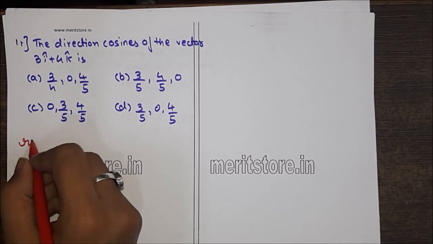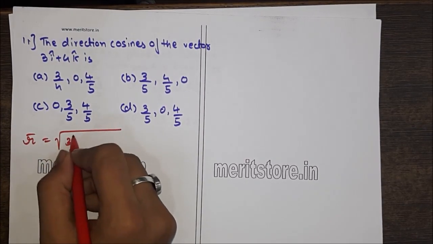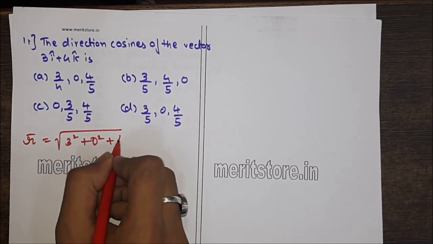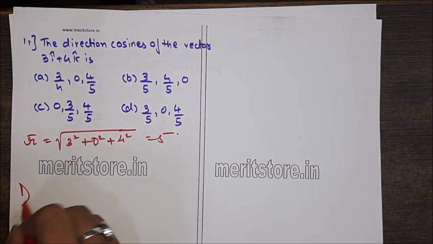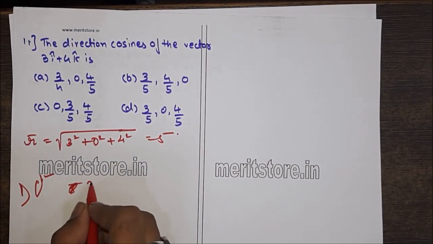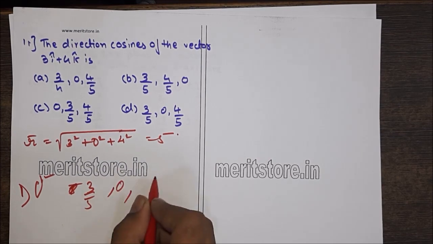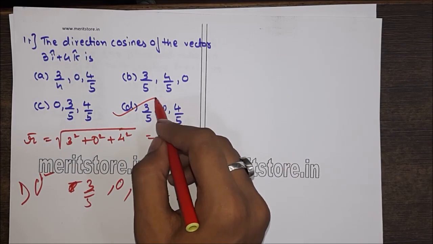We know that the magnitude of vector r is the distance. So it is the square root of 3 square plus 0 square plus 4 square, which is equal to 5. So simply we would get our direction cosines as 3 by 5, 0 and 4 by 5. So our correct answer is option D.